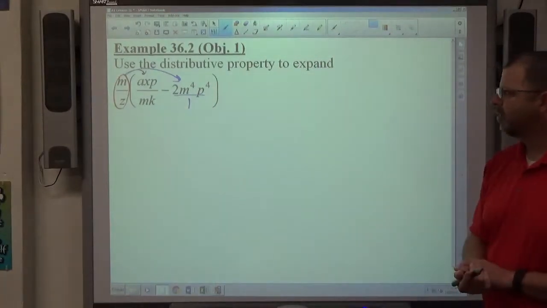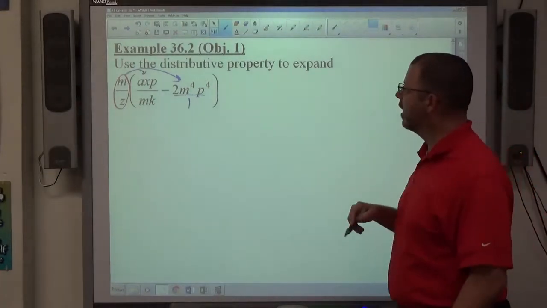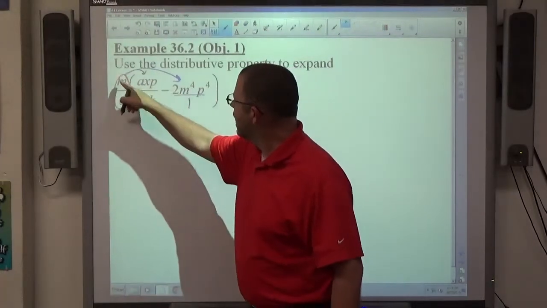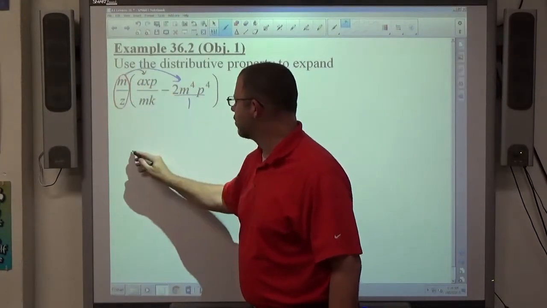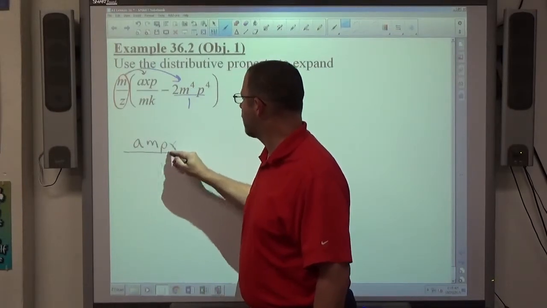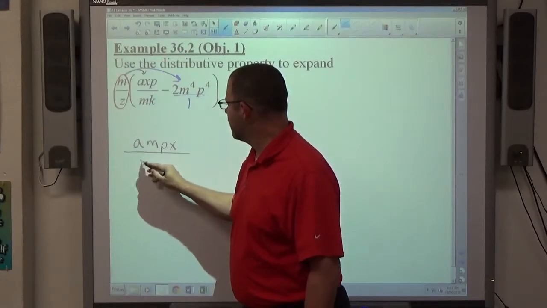So if fractions are in the problem, it's helpful to make everything look like a fraction so you establish tops and bottoms of the fractions. If I do the first multiplication, I'm using black for this one. M times A times X times P, those are all different letters. Again, I like alphabetical order, so A, M, P, X is what I would write. And then Z times MK is KMZ.